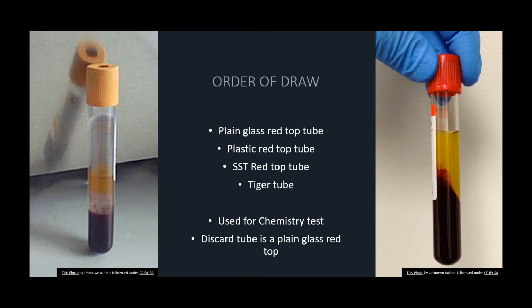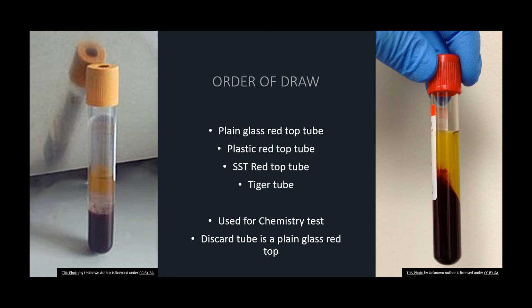But in the order of draw, it's blood cultures, light blue top tube, red top tube, and then any of your SST tubes or speckled or tiger colored tubes. Now, again, both the red and the SST tubes are typically used for chemistry tests, okay? Now, the deal is, with turnaround time, those SST tubes usually have another additive in it, because remember, anything that's in the tube is an additive.